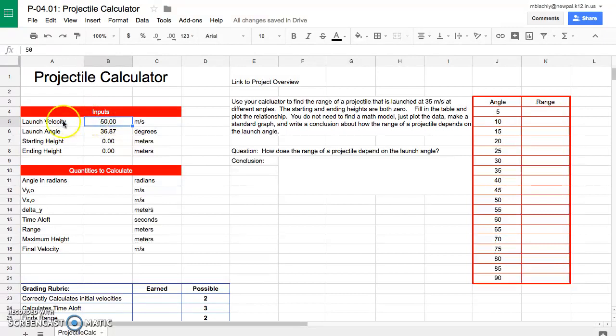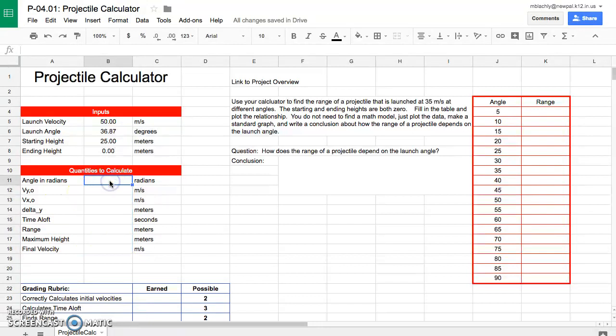So these numbers right here, the inputs, are things that the user of the calculator will enter. So for example, the launch velocity, the launch angle, which will be in degrees, the starting height and the ending height. So I might be solving a problem where the starting height is 25, the ending height is 0. It's launched at 50 meters per second at 36.87 degrees. So what your job is going to be is for all of these things right here, you have to write formulas to calculate them. Okay?